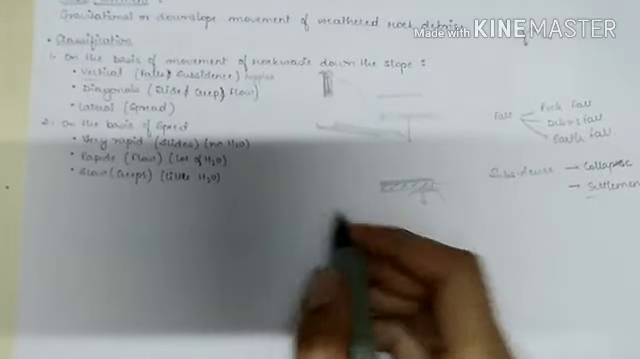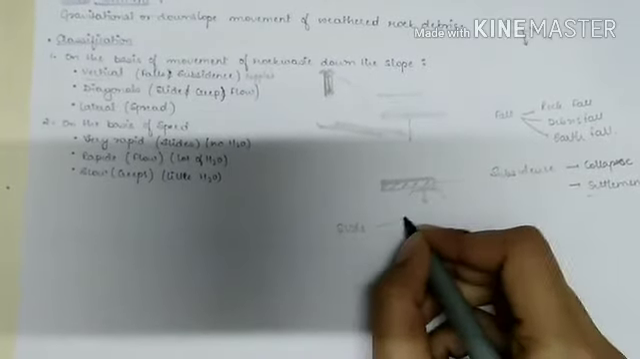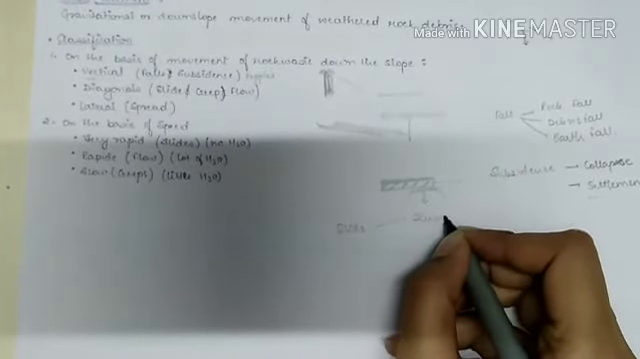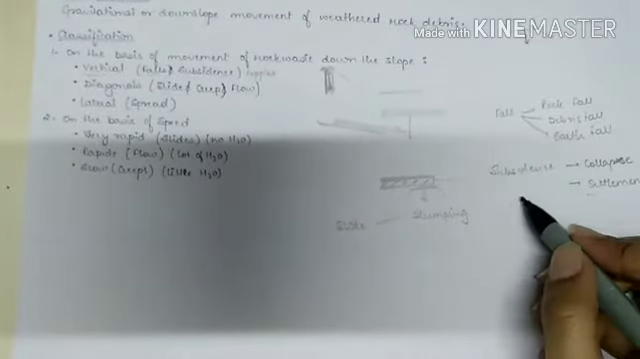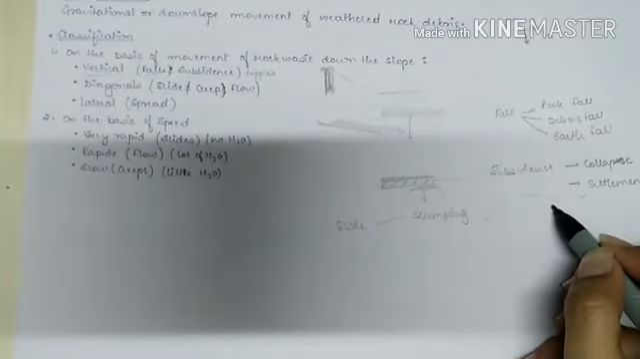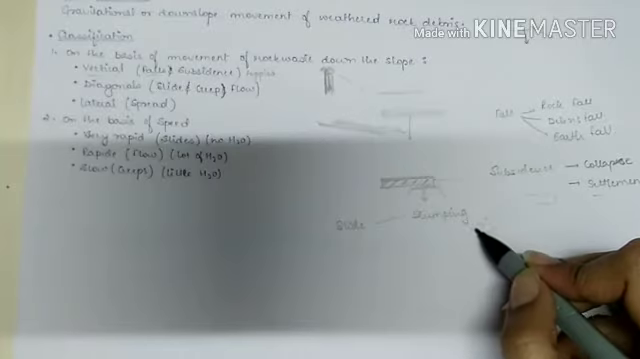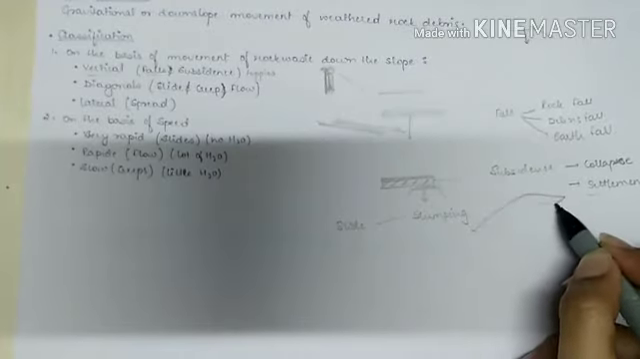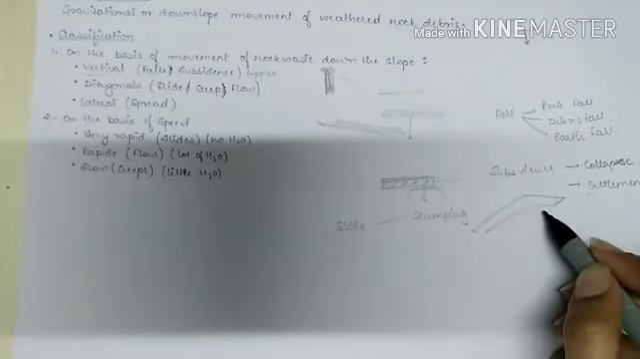So we have slide. First is slumping. Here what happens is this is the whole structure. This part, this part, it actually slides down.